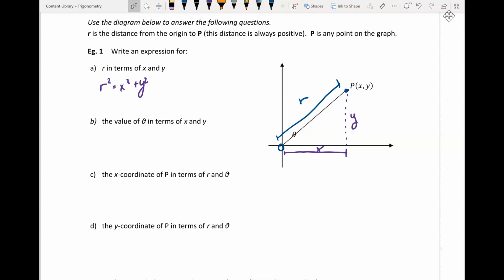And now we can rewrite this, so we're solving for r. That means we can square root both sides. And this will give us r equals the square root of x squared plus y squared. And that is how we're going to get r.